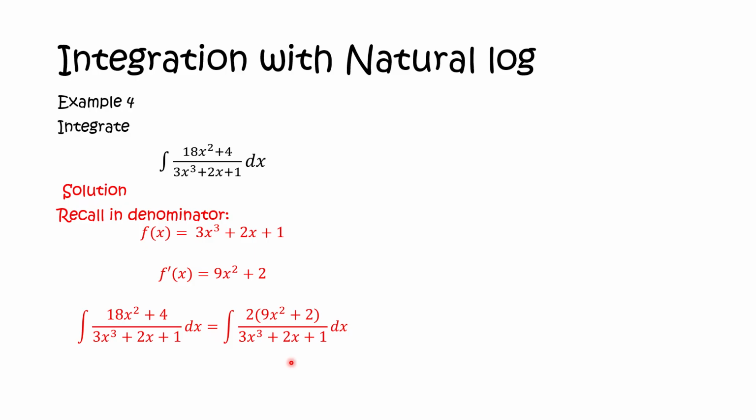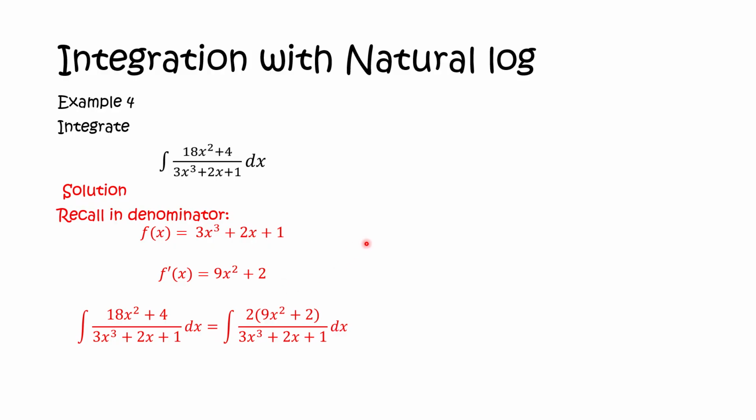And now, with our integral, we can actually factor out the common factor in the numerator. If we do so, we are going to have 2 times 9x squared plus 2. The denominator is still the same. And take a look at this. What we have multiplying the 2 is the f prime of x.